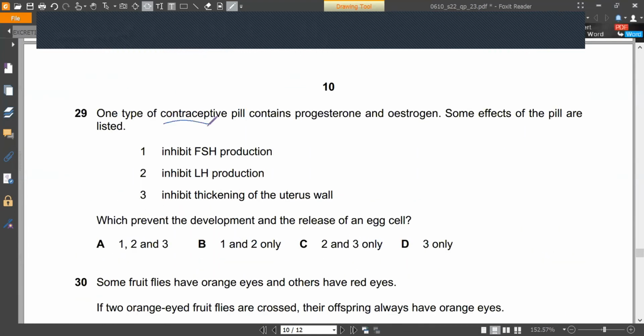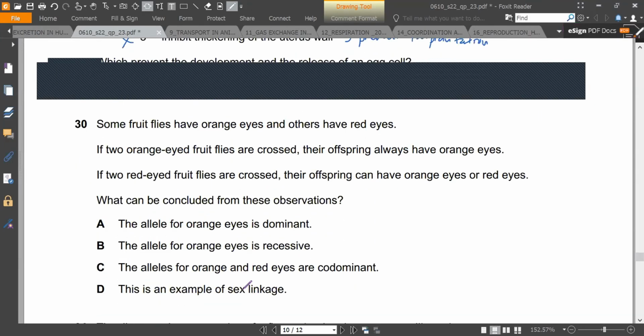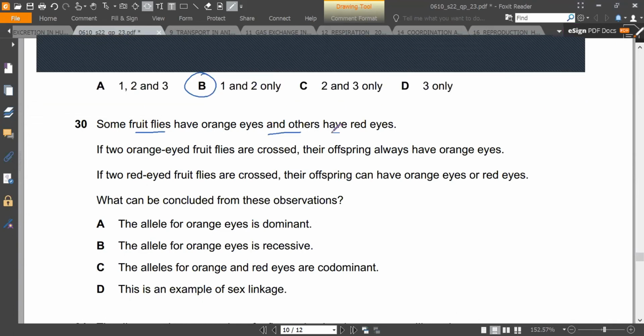One type of contraceptive pill contains progesterone and estrogen. Some effects of the pills are listed. What will be the function? It is 1 and 2: inhibit FSH production, inhibit LH production. Inhibit thickening of the uterus wall? No, because this one is to prevent implantation.